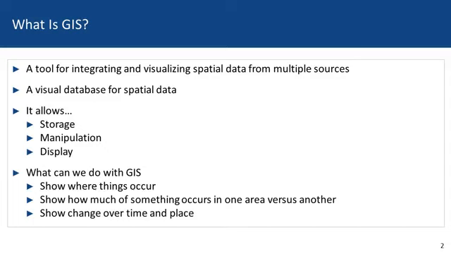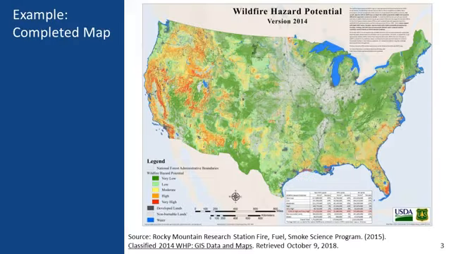We can show where things occur. We can show how much of something occurs in one area versus another. And we can show changes over time as well as place. Let's look at an example here of a map.